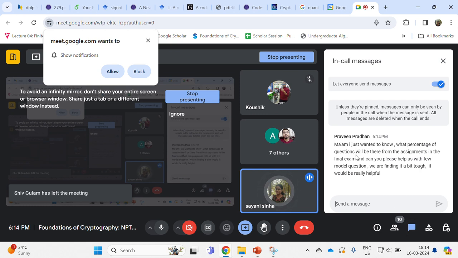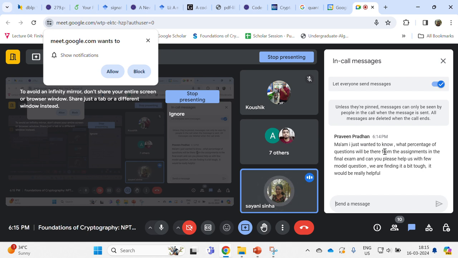Praveen is writing, ma'am, I just wanted to know what percentage of questions will be there from the assignments in the final exam, and can you please help us with a few model questions we are finding? Praveen, actually the fact is that the PMRFTS has nothing to do with the question setting part, right? We also get to see the questions on the NPTEL website, the weekly assignments also I am talking about. We get to know them after they get posted on the website. So we really have nothing to coordinate with the actual question setter.